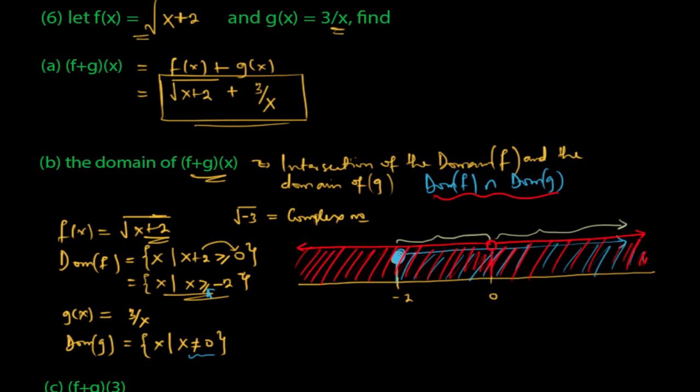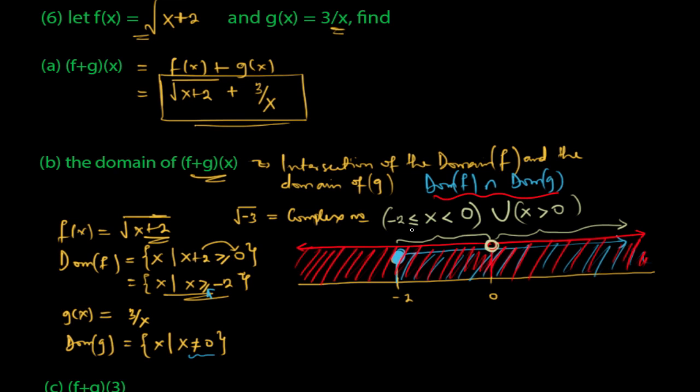That goes like this. So representing this, you can see -2 is inclusive, so we say -2 is less than or equal to x, and x is less than 0. You recall that 0 has been excluded, so you do not put the equality sign there. And then for the other side, it's going to be x greater than 0. Also you do not include the equality sign here, because 0 has been excluded. Therefore the domain of f plus g is the union of these two sets.